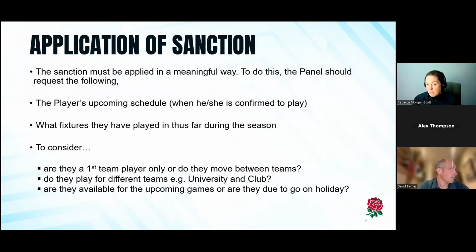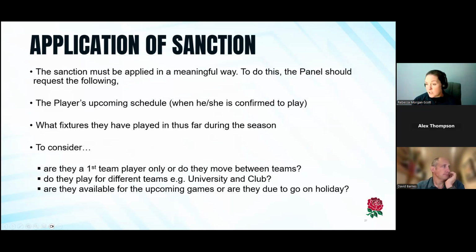So having mentioned meaningful, any sanction that is imposed should be applied in a meaningful way. To do this, the panel will request the following: the player's upcoming schedule when they're confirmed to play, what fixtures they've played in thus far during the season, and then they'll consider things like, is the player a first team player or do they move between teams?